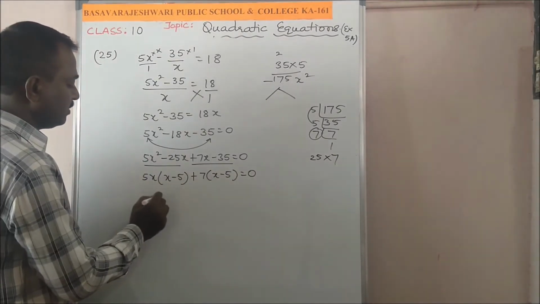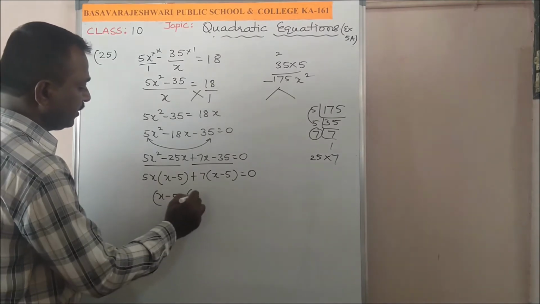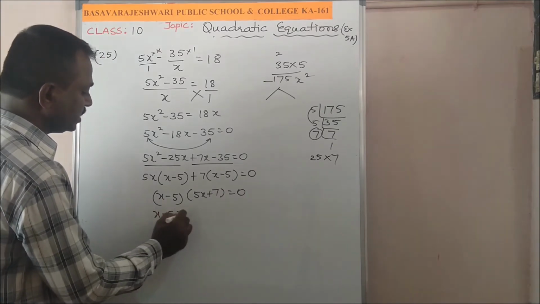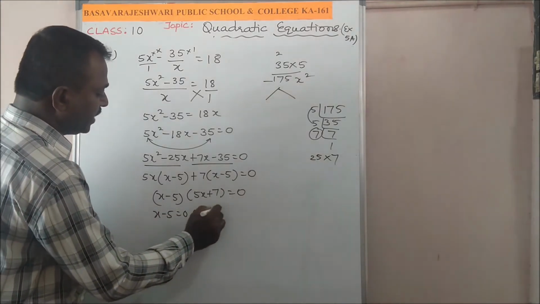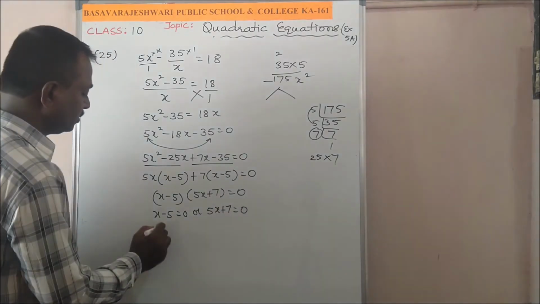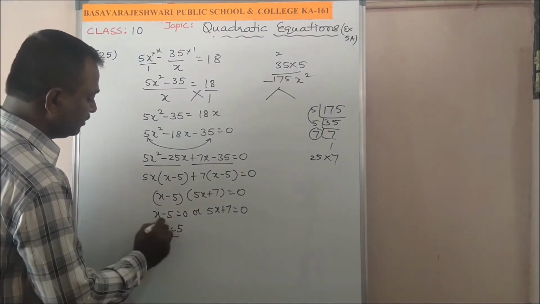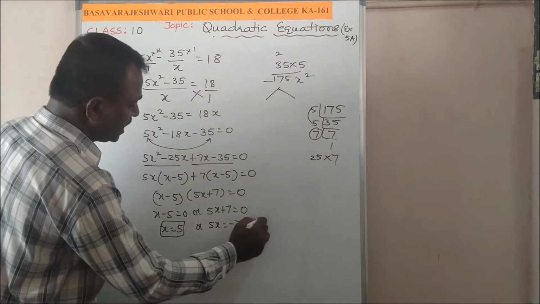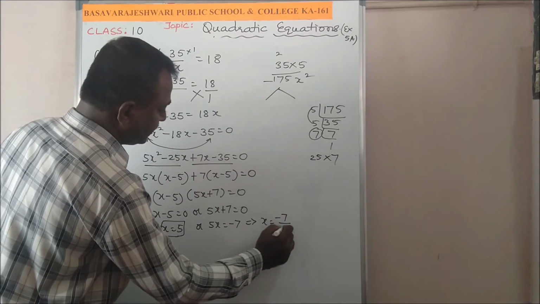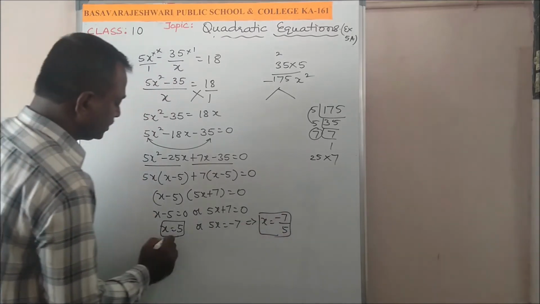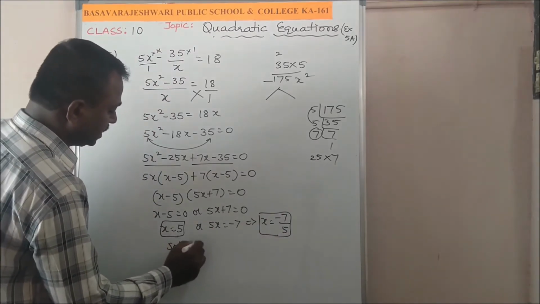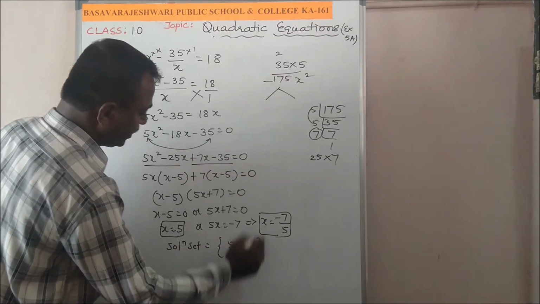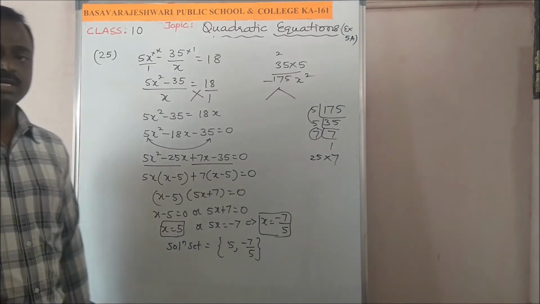X minus 5 is a common factor. X minus 5 is one factor, 5x plus 7 is equal to 0 is another factor. Either x minus 5 is equal to 0 or 5x plus 7 is equal to 0. Either x is equal to 5 or 5x is equal to minus 7. This implies x is equal to minus 7 by 5. So therefore solution set is 5 comma minus 7 by 5. So note down this sum.